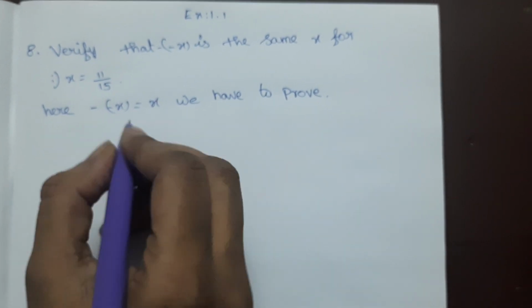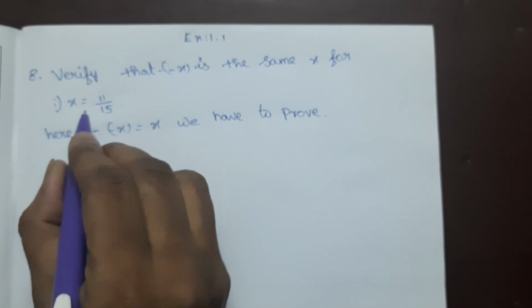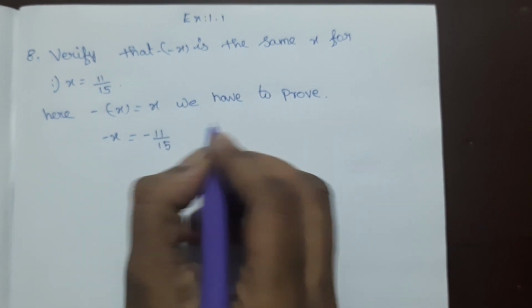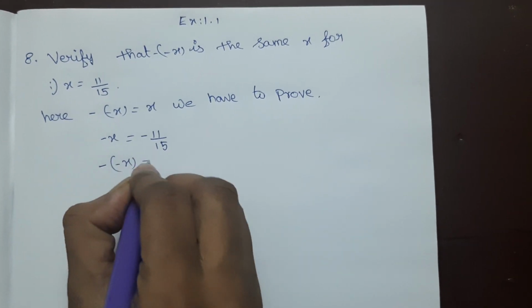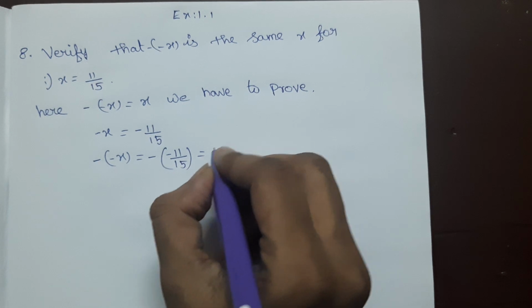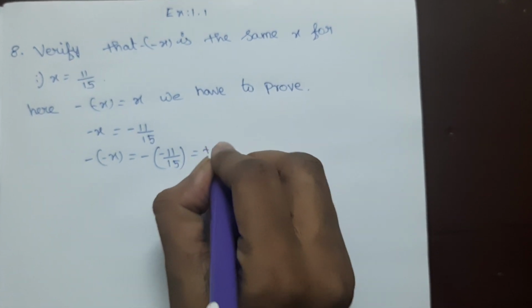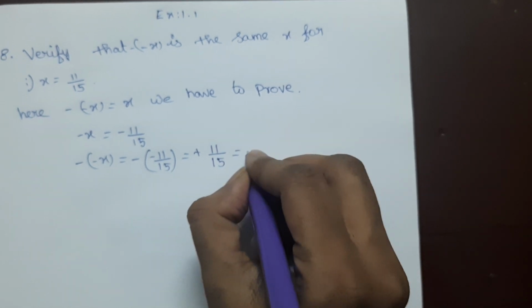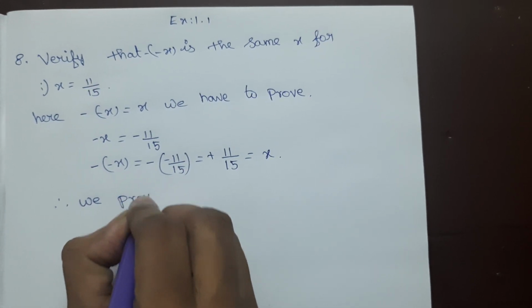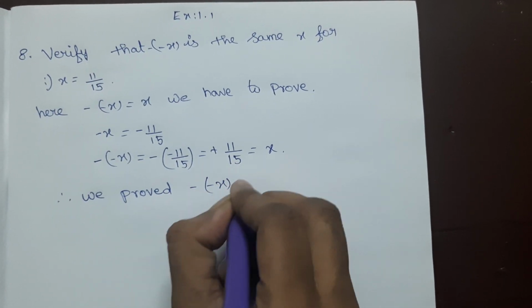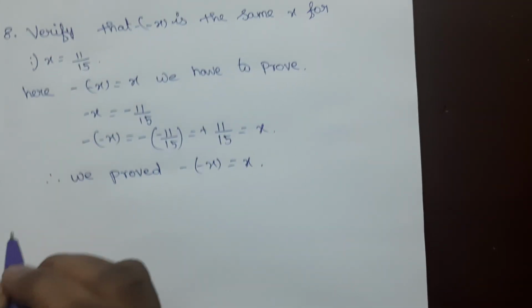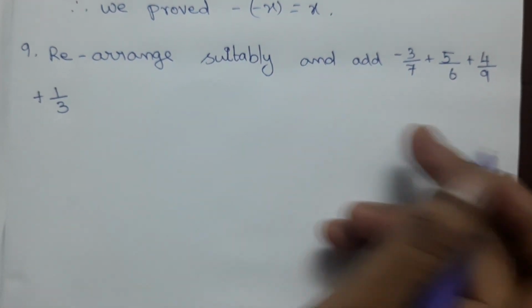Okay, now here we have x. First we can find minus x. We have x equal to 11 by 15. So minus x means minus 11 by 15. On the left side we need minus of minus x, so add one more minus to this: minus of minus 11 by 15. You get minus into minus is plus, so plus 11 by 15, which is equal to x. So we proved minus of minus x is equal to x. That's all.